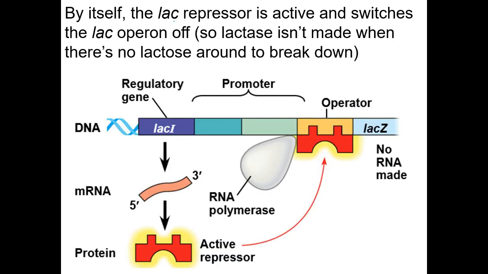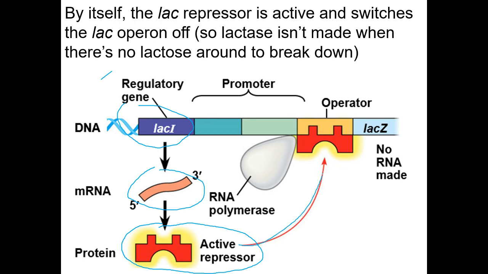So by itself, the lac repressor is active. Here is the regulatory gene, which makes RNA. This, just like the last operon that we talked about, is always on. The regulatory gene is always transcribed at some low level, always translated at some low level. The difference is that this repressor is usually active. It's made default in the active position. So normally you're going to constantly have this repressor bound to the operator. So this whole operon is generally in the off position. It's called an inducible operon because you can pull that repressor off.